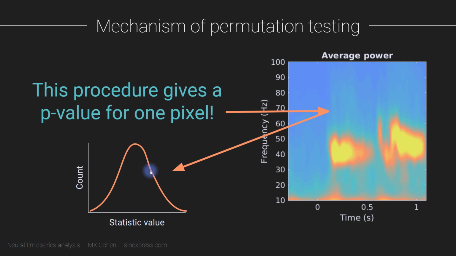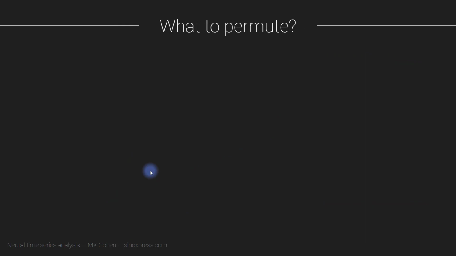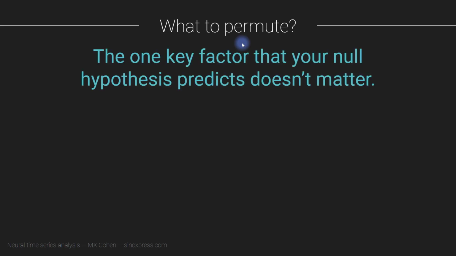Now, one thing that is sometimes tricky to think about with permutation testing is what exactly is going to be permuted. What is the feature of the data that you will permute? Sometimes this is obvious, like the example that I showed in most of this video where you have condition labels and you randomly swap the condition labels. But there are other times, and you will see some examples later in this section, where it's not necessarily so trivial to know what feature of the data needs to be changed. So the first thing to think about is the one key factor that your null hypothesis predicts doesn't matter.